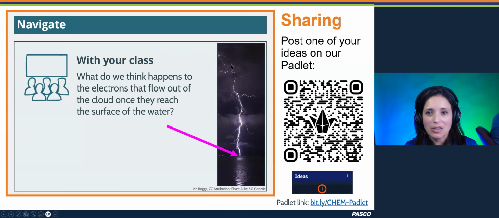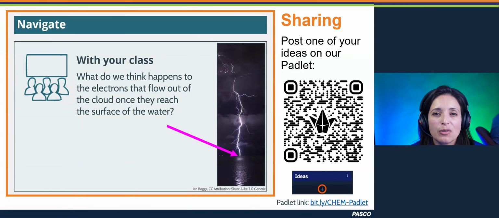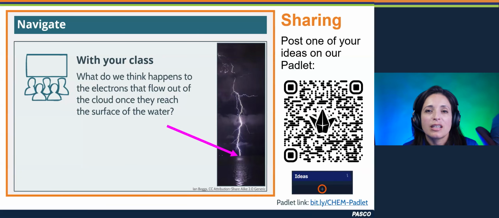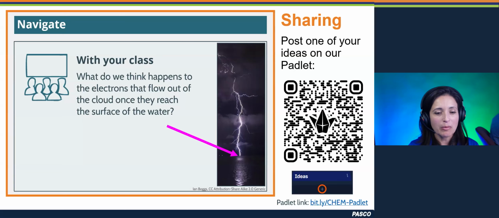You already know, we did all those lessons before. You've got this understanding. You know that electrons make up lightning. You know it's transferred to the ground, but what about water? Why is water dangerous? The question is, what do we think happens to the electrons from the bolt once they reach the surface of the water? Just started.